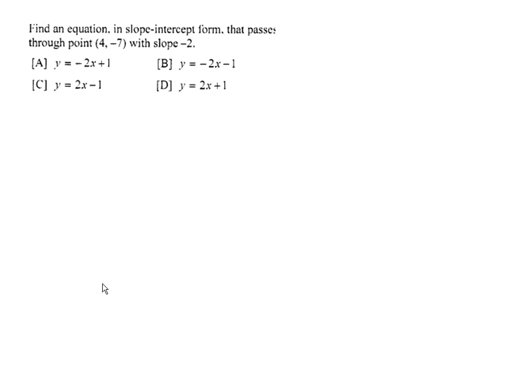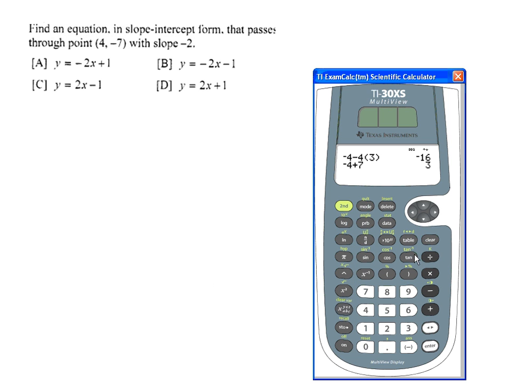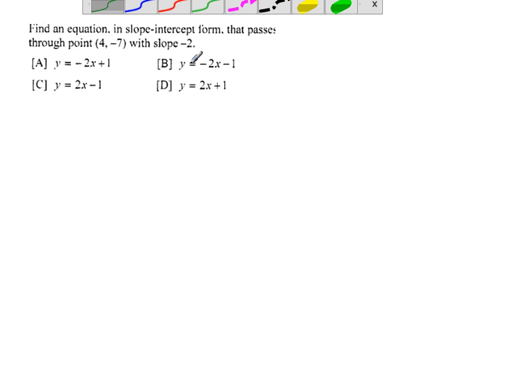Okay, now this is going to use a special key on the calculator. This is going to use the table feature. Now, anytime that we check an equation, there's two things we have to check. In this case, I've been given a point and a slope. So I have to check both of those. Well, the first thing I'm going to check is the slope. Well, my slope has to be negative 2. Well, you can see this has a negative 2 slope and this has a negative 2 slope. But C has a positive 2 and D has a positive 2. So I'm going to eliminate those.